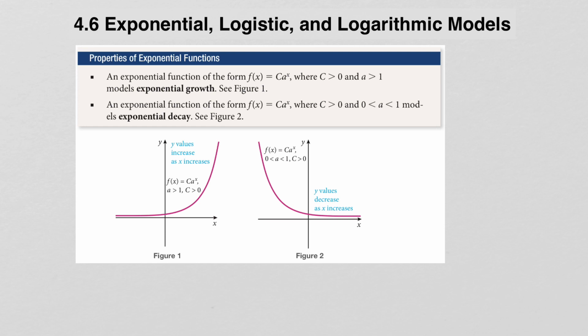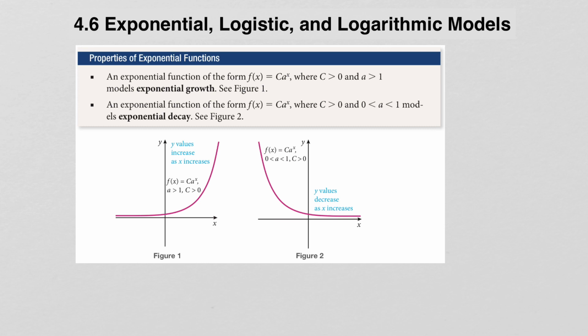The second graph models an exponential function where you still have a positive constant here, but the number a, the base, is now a positive number that is less than 1. And the graph of this model looks like this, and you can see that this is a decreasing function, and this models exponential decay.